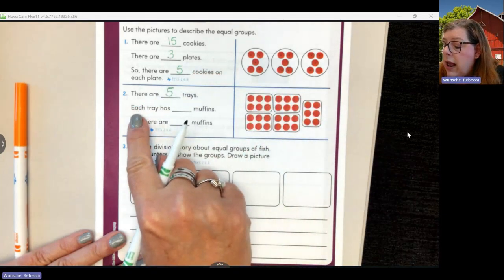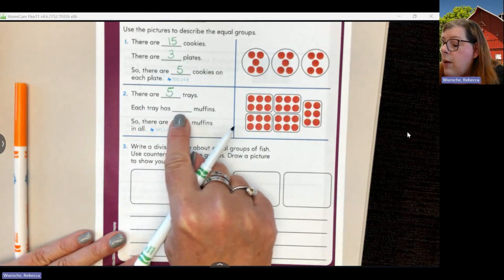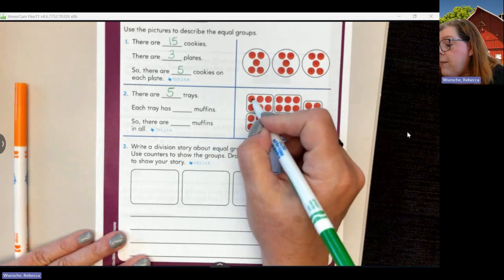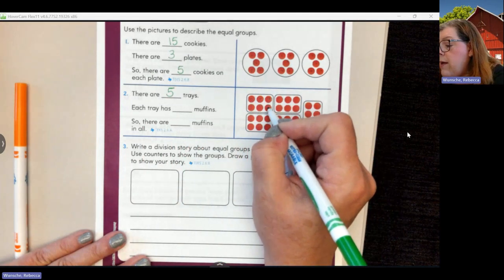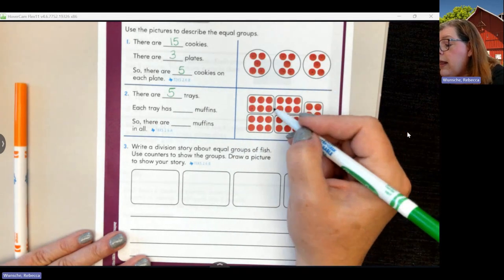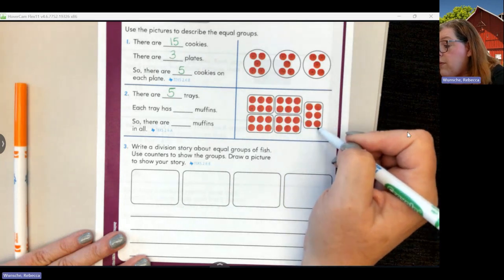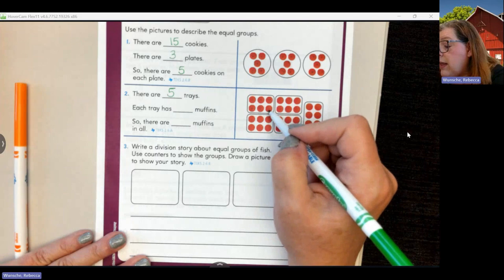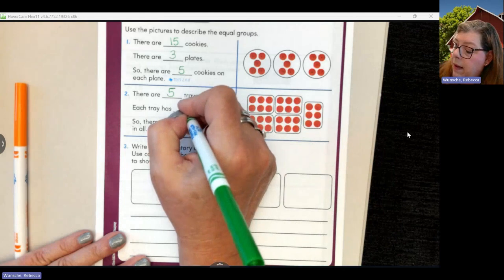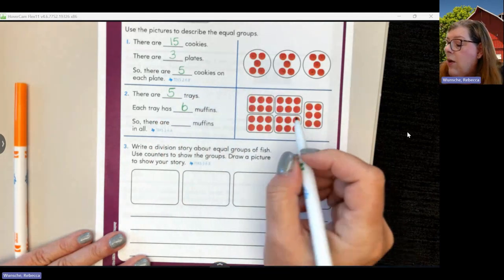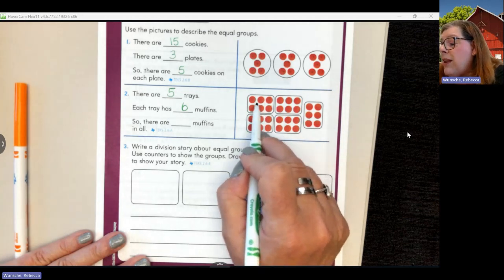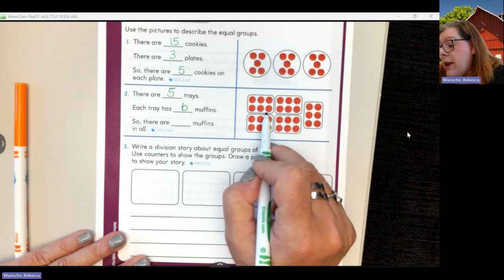Then our next question asks us each tray has how many muffins. So how many are in each equal group? Well, let's count them. 1, 2, 3, 4, 5, 6. I see 6 in that equal group. It looks like all of my equal groups are the same. So if I know there are 6 in this equal group, then I could say that each tray has 6 muffins. If you take a look at this, this also looks a lot like a domino, and so you could know that that 6 is represented just like you see 6 represented on a domino.